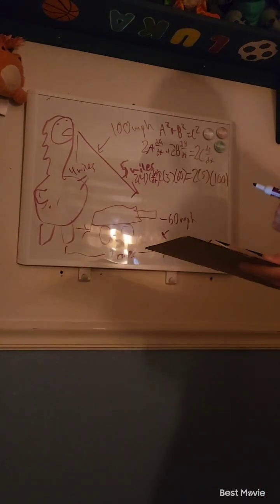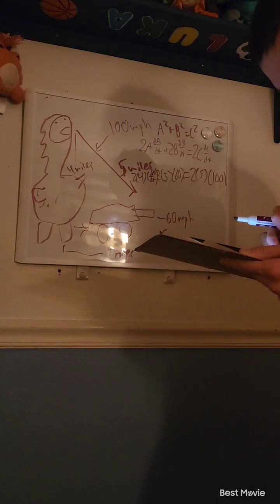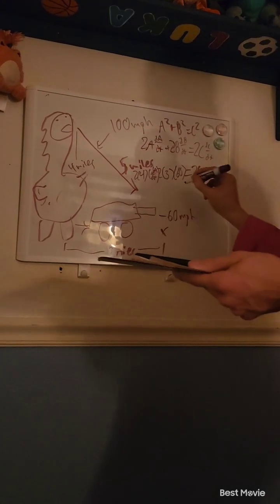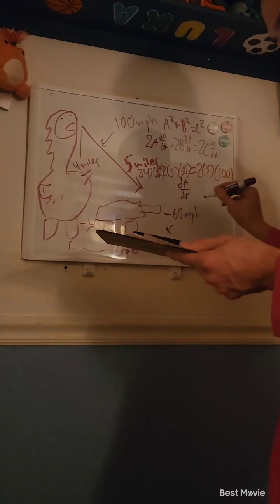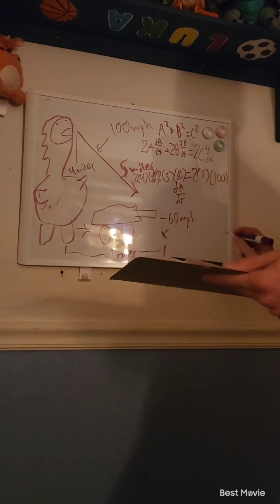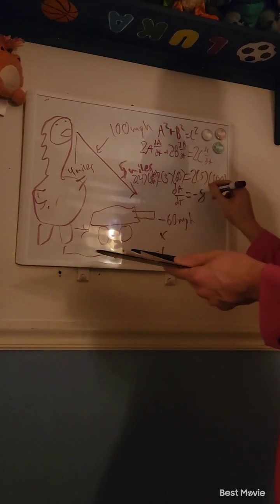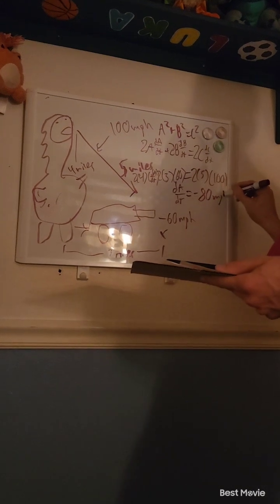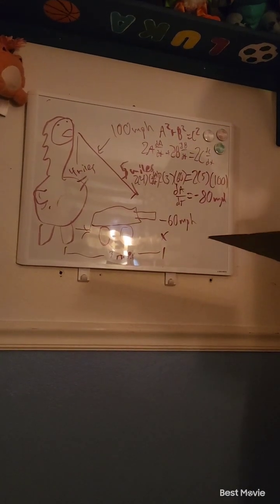But thanks to some wonderful algebra, we can find that the rate at which the distance between the laser and the tanks is changing is negative 80 miles per hour, which means it is getting closer to the tanks at 80 miles per hour.